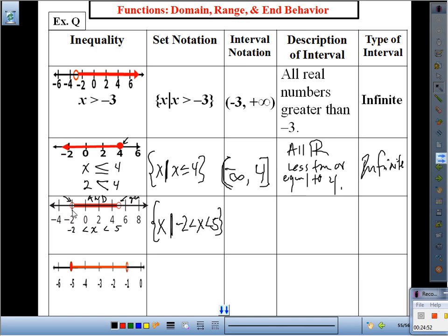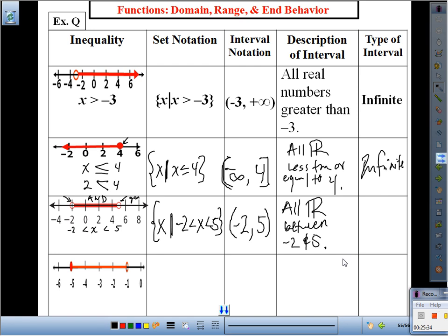Where does it stop on the left side? -2, comma. Where does it stop on the right side? 5. Does it include -2? No, so it's parentheses. How about 5? No, so it's parentheses. What does this mean, by the way? That it's all real numbers. What else? Between -2 and 5. That is correct.